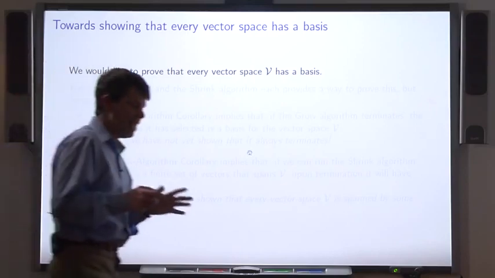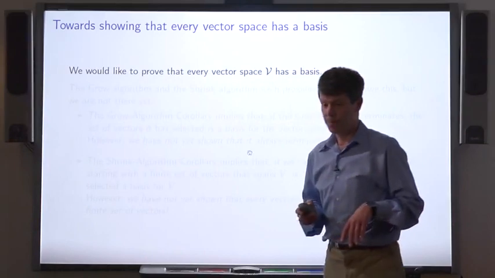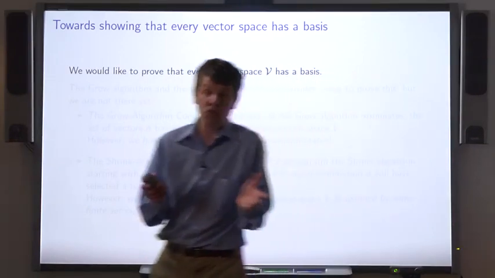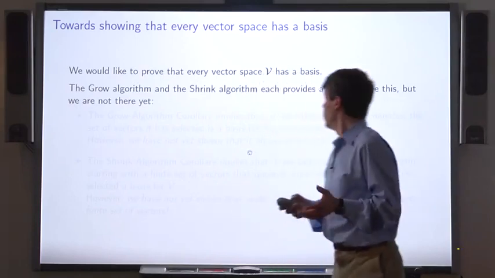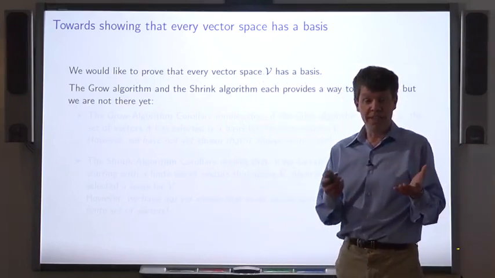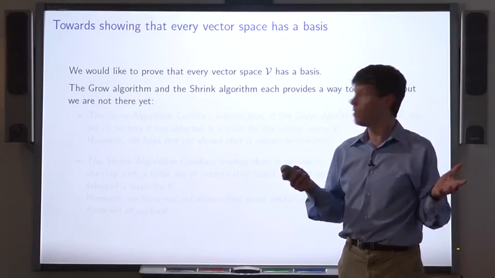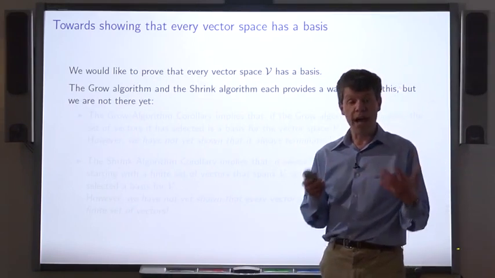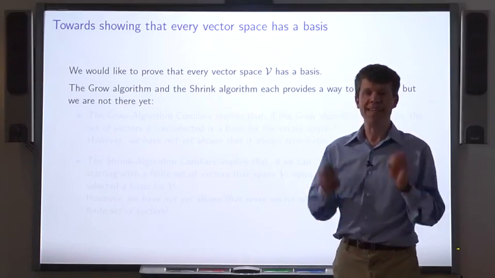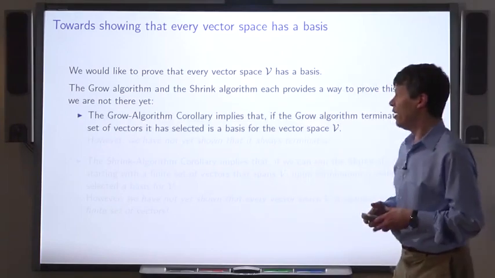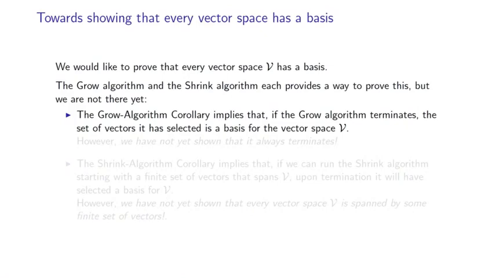Now, we'd like to say that every vector space has a basis. We have a good approach to doing that. The GROW algorithm and the shrink algorithm provide linearly independent sets that span a given vector space. So we'd like to say that those algorithms prove that every vector space has a basis. But we're not quite there yet. The GROW algorithm corollary states that if the GROW algorithm terminates, it terminates with a linearly independent and spanning set of vectors. But we don't know whether the GROW algorithm always stops, whether it successfully completes.